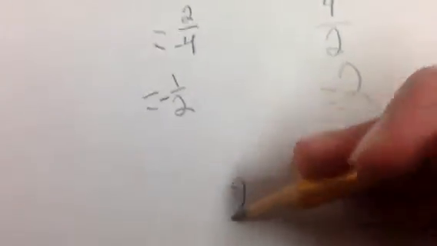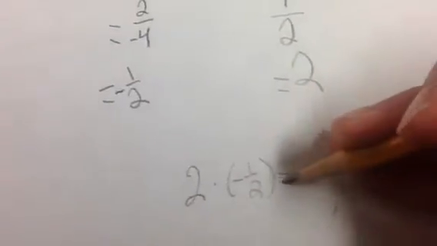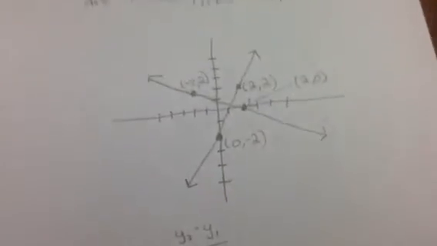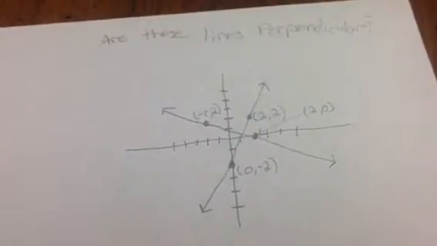So now we have the two slopes, -1/2 and 2. And the way we test to see whether these lines are perpendicular is we multiply the slopes. So 2 times -1/2 equals. Now, if these lines are perpendicular, then the final answer here will be -1. And 2 times -1/2 is indeed -1. Therefore, these lines are perpendicular. Alright, so that's the final application for slope for today.